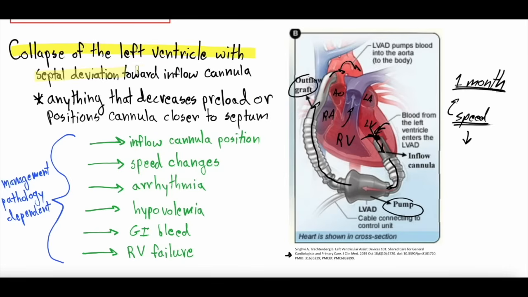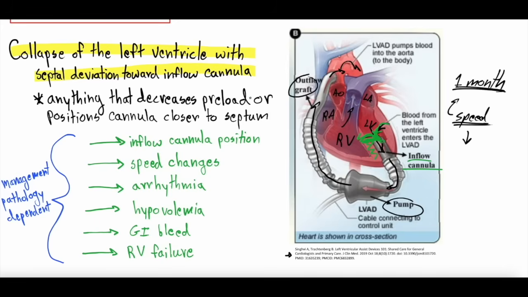the septum deviates towards the inflow cannula. To put that in the picture, it's what we just talked about. Here's the left ventricle. It collapses, and the septum, the intraventricular septum, often deviates towards the LVAD inflow cannula, which is sucking the blood out, and causes intermittent transient obstruction.